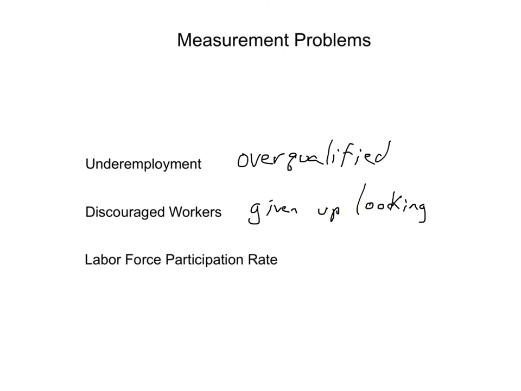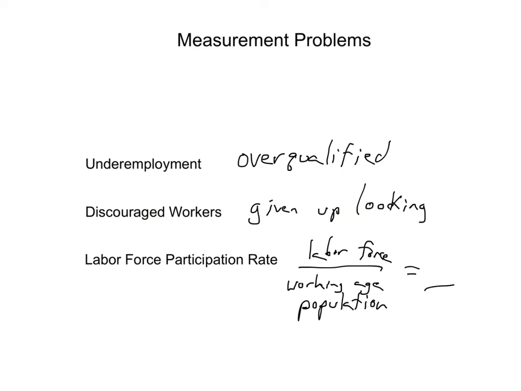Finally, there's the labor force participation rate. The labor force participation rate, roughly speaking, is a percentage that you get from dividing the labor force, everybody who's employed and unemployed, by the working age population. So this will take into account discouraged workers, okay? And once you get that percentage, then you can say, well, if this percentage goes down, that means that people are dropping out of the labor force for one reason or another. They're not employed and they're not unemployed, but they used to be one or the other.